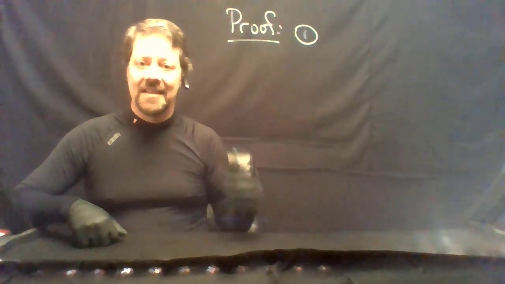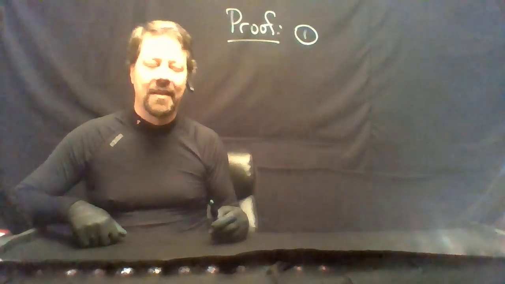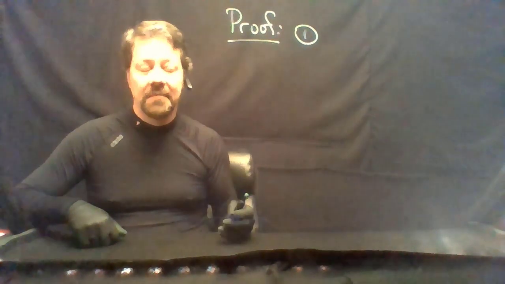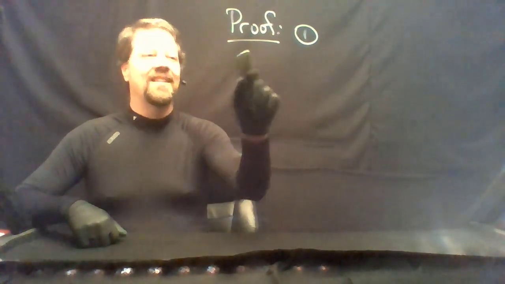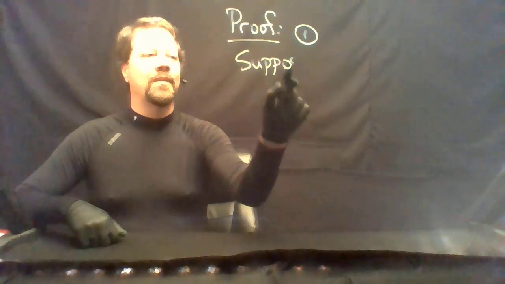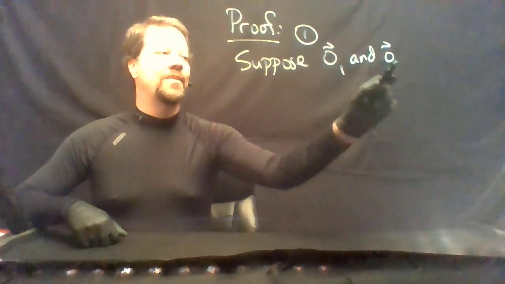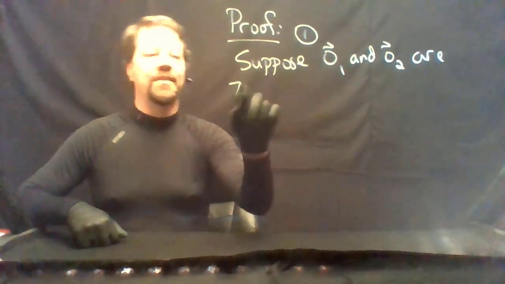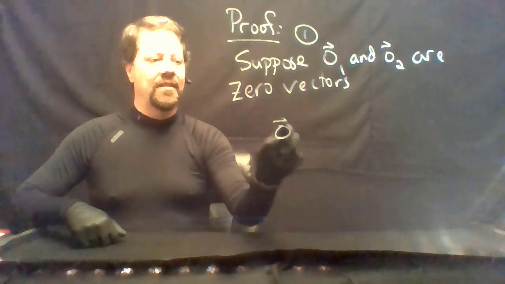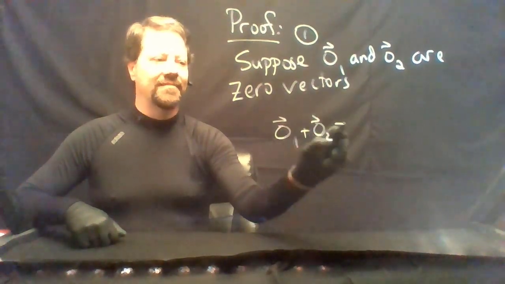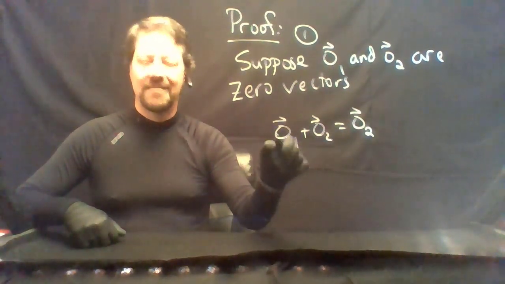Property 1 is a classic uniqueness proof. Uniqueness proofs typically go something like this. If you want to prove there's only one of something, assume there are 2, then prove that they are in fact equal. So we're going to suppose 0_1 and 0_2 are zero vectors. What do you get when you add them together? You have to get 0_2 because 0_1 is a zero vector.